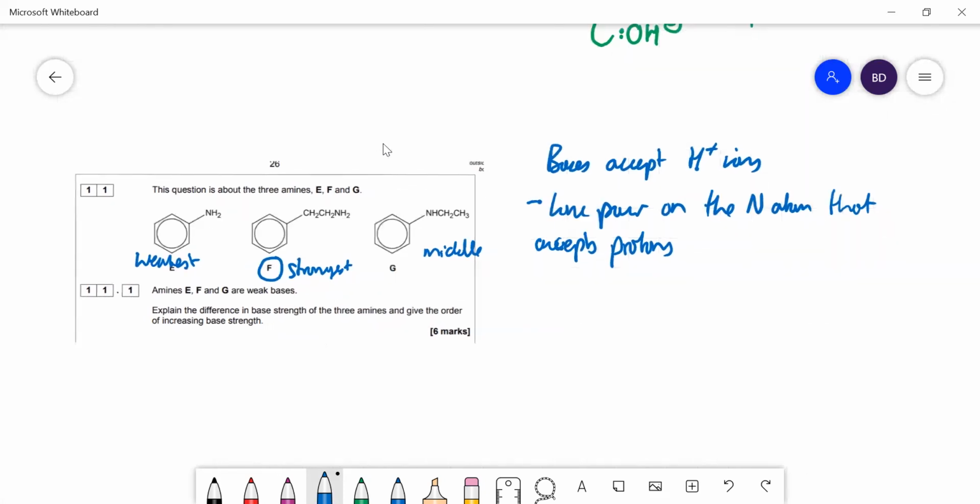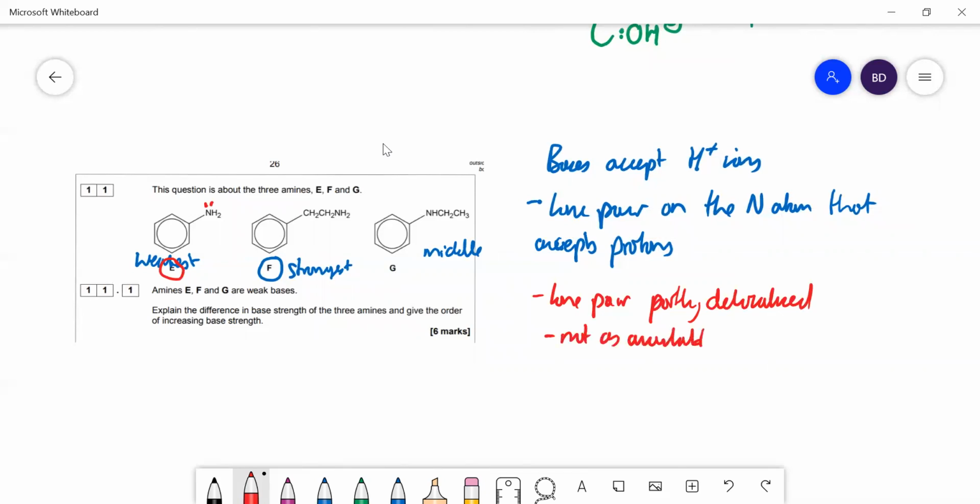Now, let's say why this one is the weakest. E is the weakest. That's the easiest way to say it. That's the weakest because the lone pair on the nitrogen is partly delocalized onto the benzene ring, so it's not as available to attract the H plus ions.